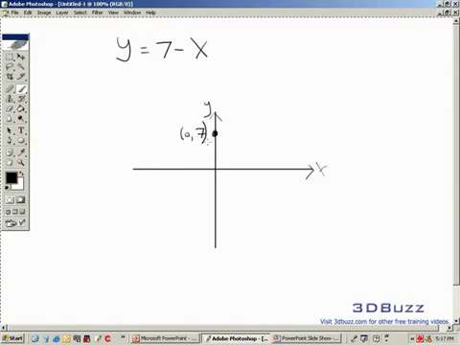And then you might want to plot another point, say when x is 7. And these aren't drawn to scale, I should point that out right now. You'd have a point right there, which would be 7, 0. Because if x is 7, then 7 minus 7 is 0. And as you plotted all the other points, you'd get a line that would go exactly through there.